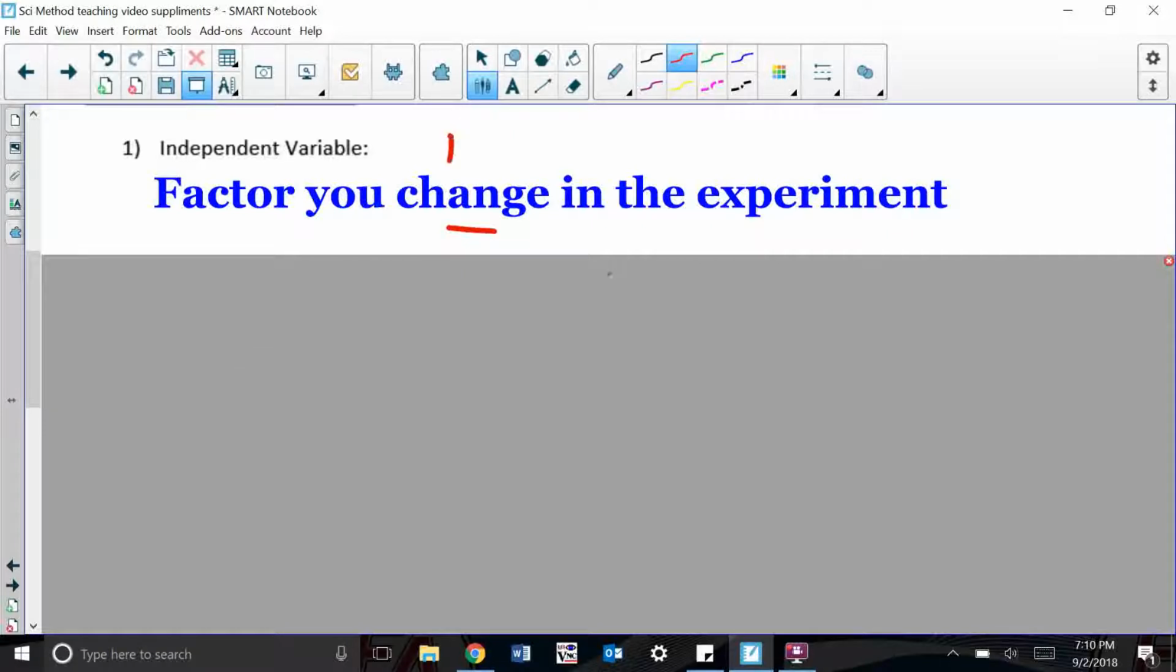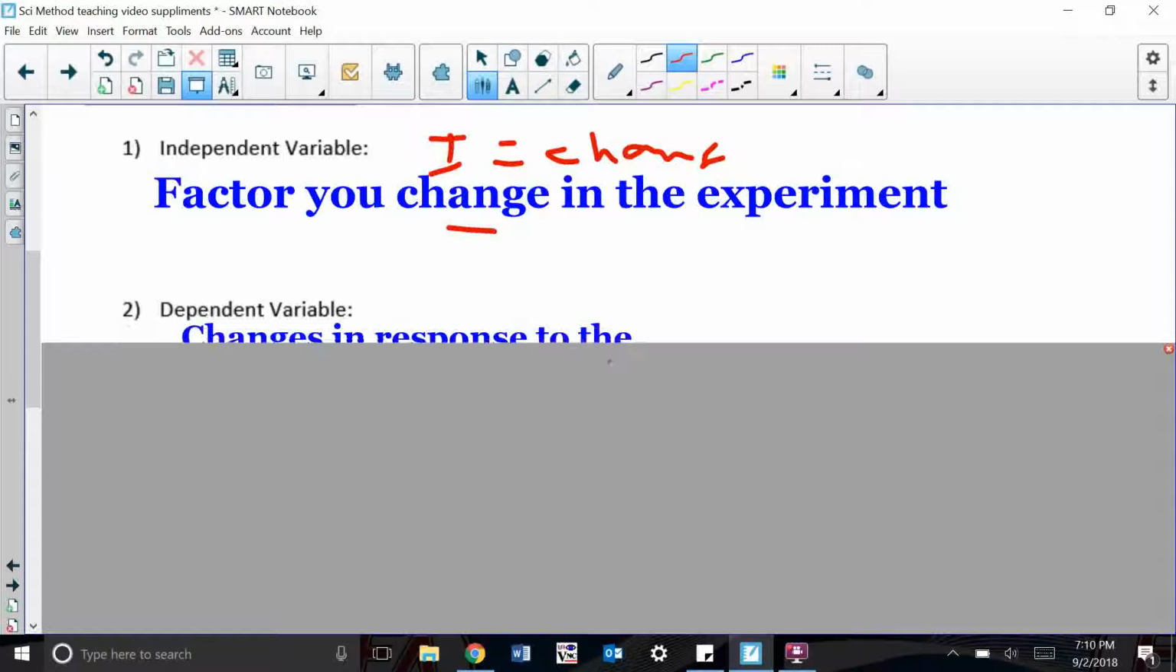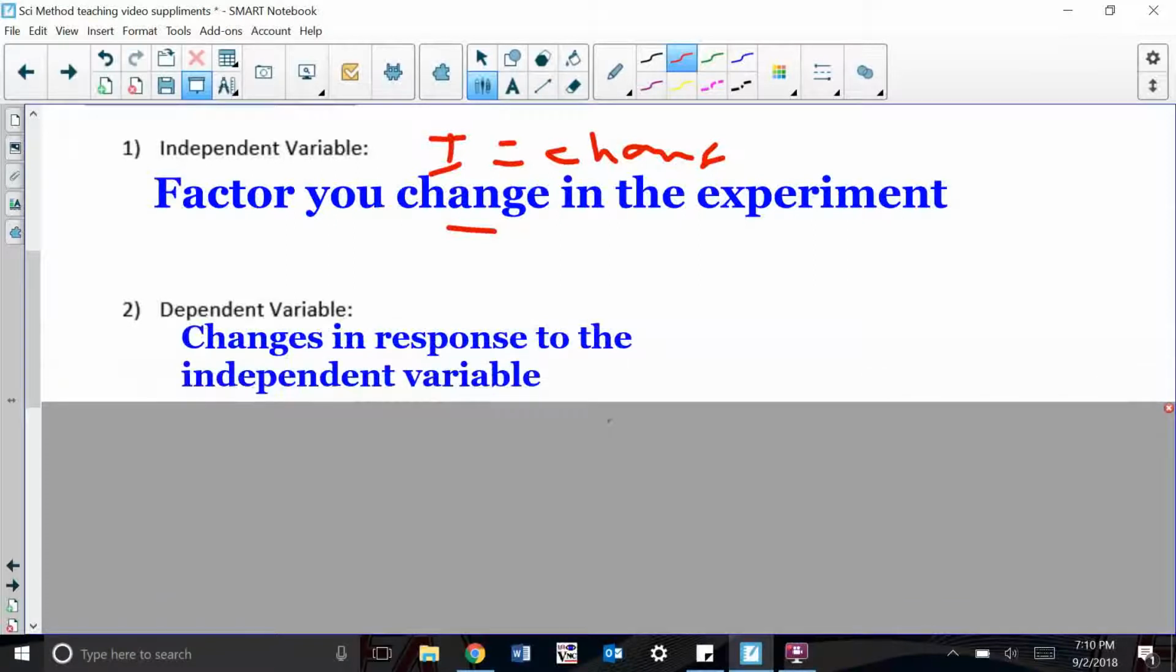I always remember it as I, the scientist, change something, right? So I and I. I want to make sure that I only change one factor in the experiment at a time. That way, if I see something change in my results, I know it's because of the one thing I changed. On the flip side, we have what's called a dependent variable. Now, the technical definition of a dependent variable is that it changes in response to the independent variable, which can sound a little confusing at first.